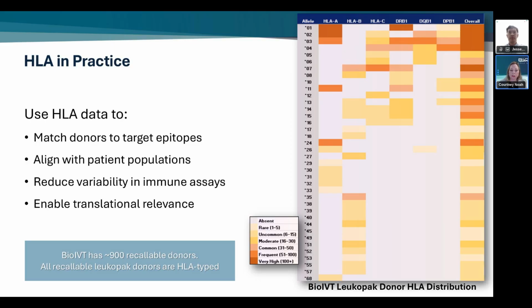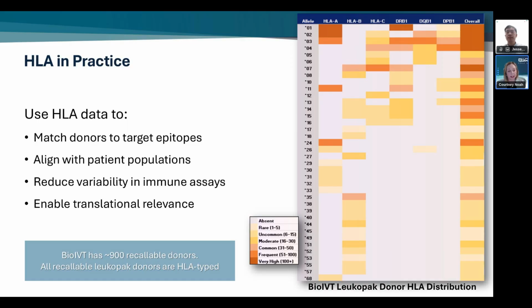So how do we apply HLA data in practice? There are a few key ways this can become actionable. First, you want to make sure that you can match donors to your target epitope. If your therapy, like I was saying before, depends on a specific antigen presentation event, it's critical that you select the right donors who can actually present that epitope.